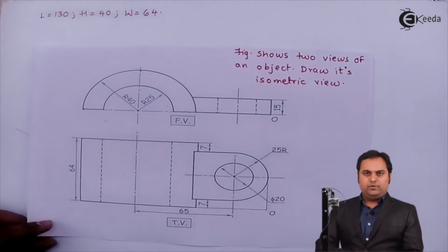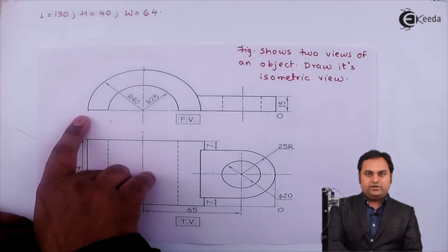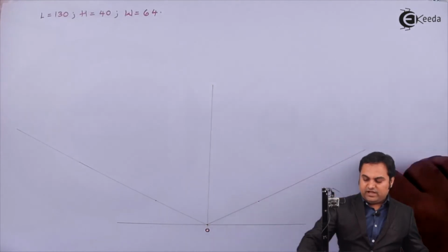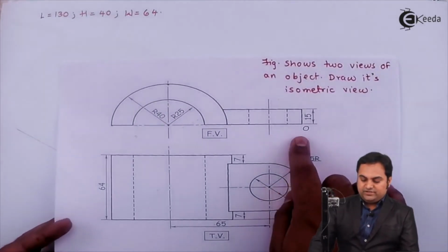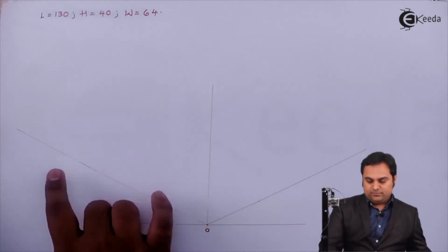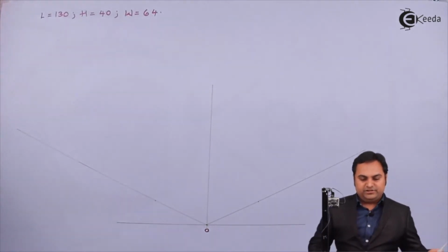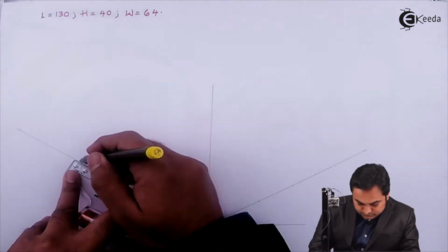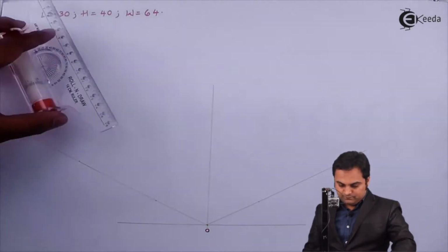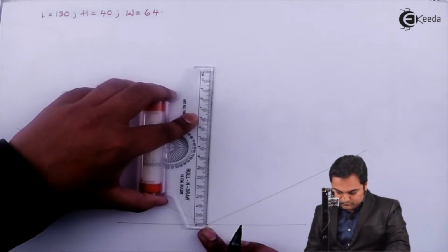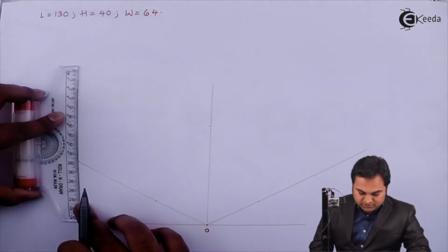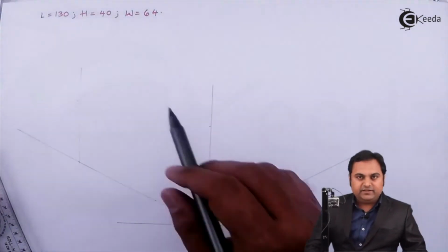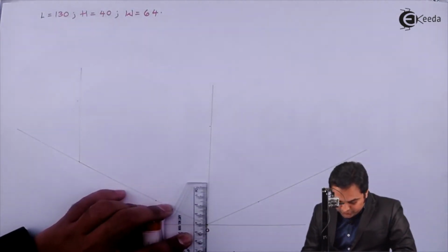Next, if in this problem the origin had been over here, then I would have taken this object and placed it here, and in that case the length would have been on this side. But as the origin is given here, the length is passing through this point on this side, and that length is 130 mm. Length is 130. Then through this length I am drawing a light vertical line. Next, the total height is 40 mm. So I am marking the height over this vertical line.